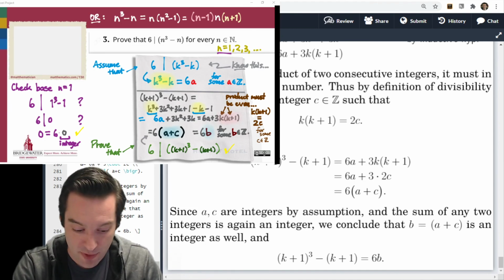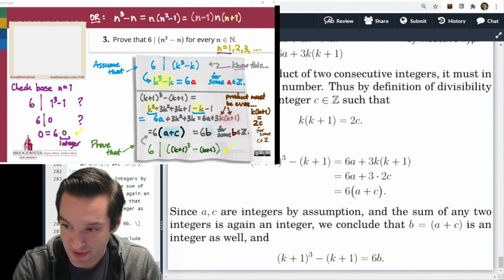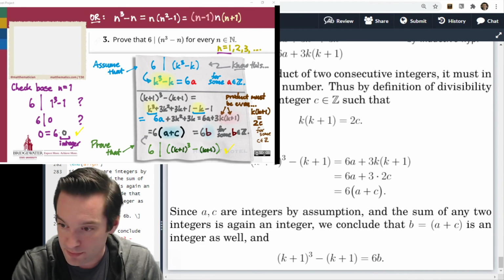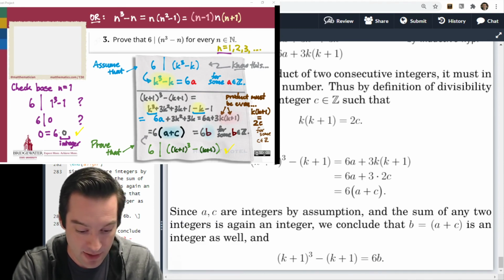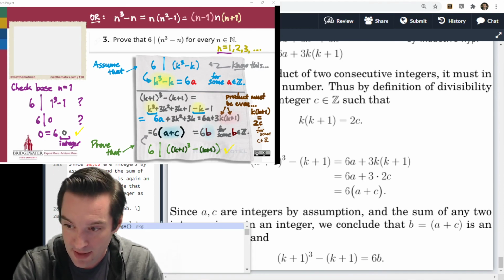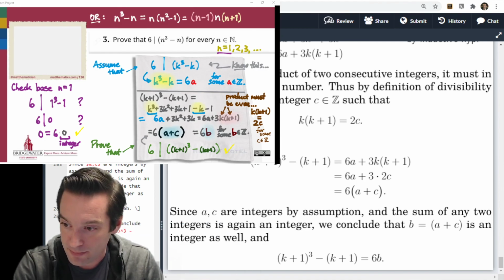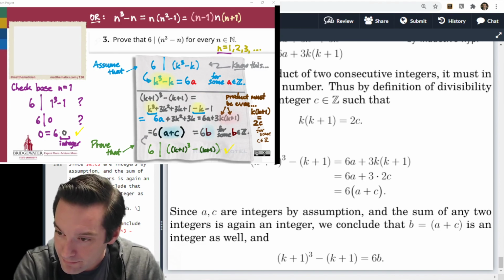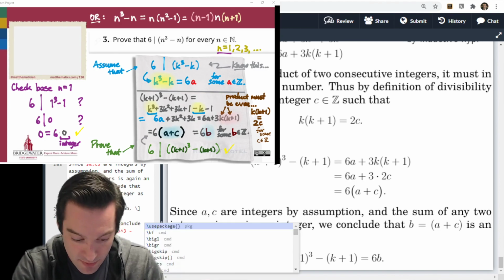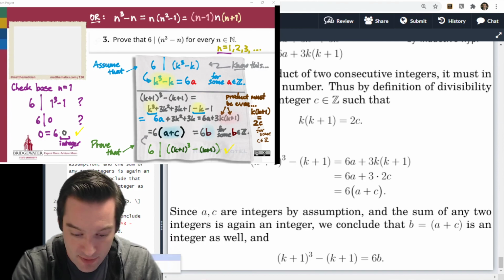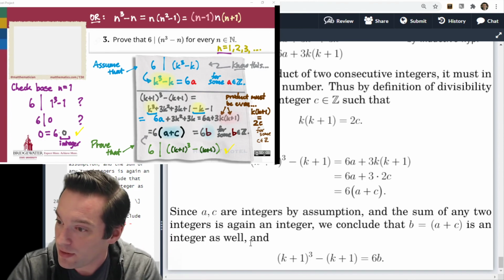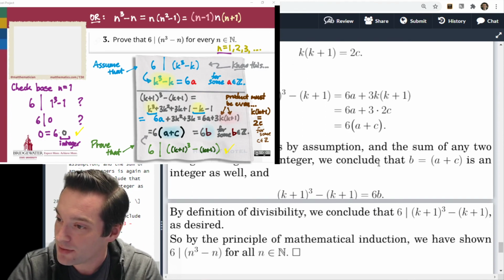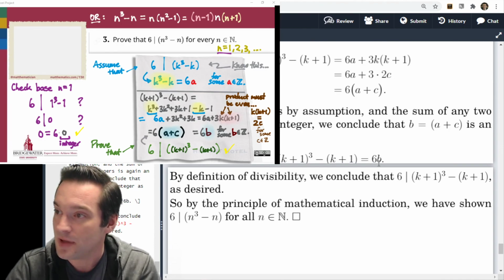So by the principle of mathematical induction. This is like the copy pasta at the end here. We have shown 6 is a factor of n cubed minus n for all natural numbers, n. Put in my little square end of proof box that we have to earn through much wailing and gnashing of teeth, and there it is.